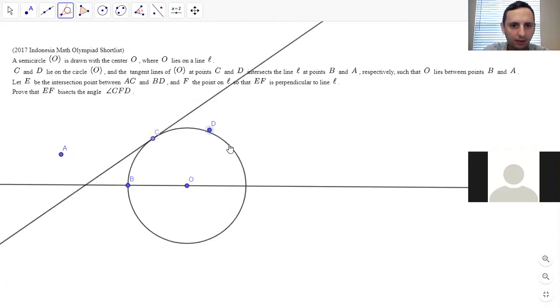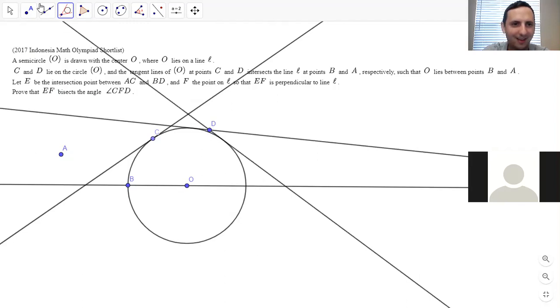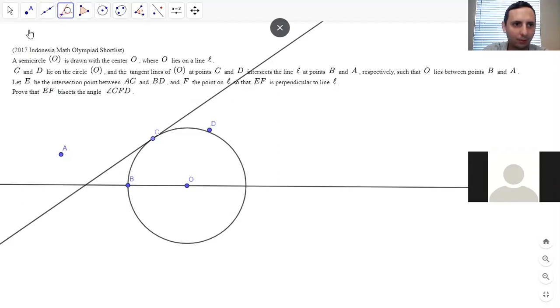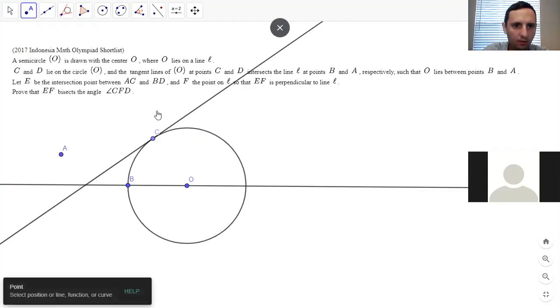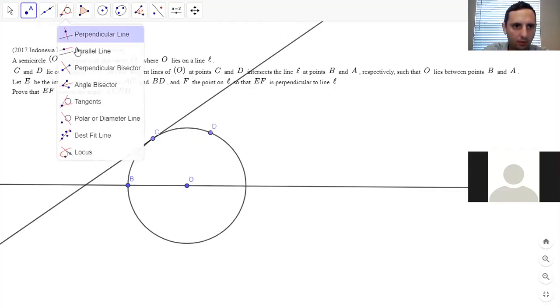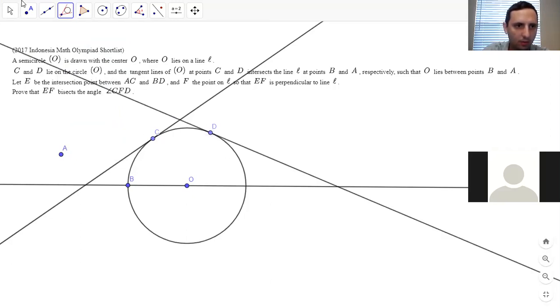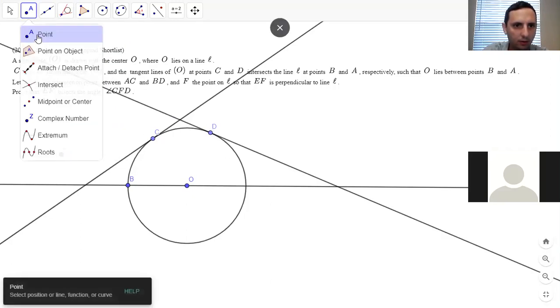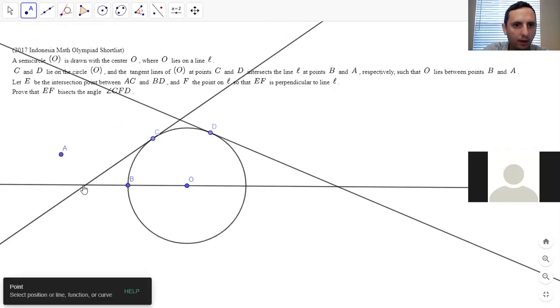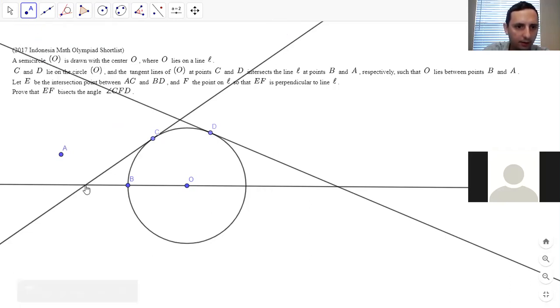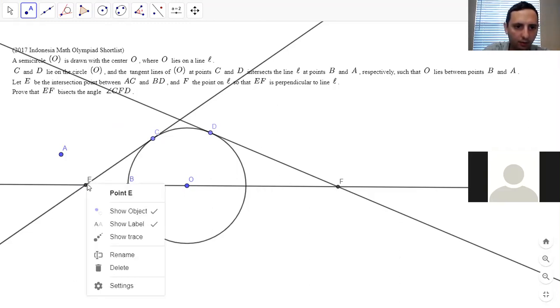Oh, whoops, that D is not on the circle. Let me erase that D and draw another one. All right. And the tangents intersect it at B and A. So I'm gonna have to rename some stuff. So this is B.